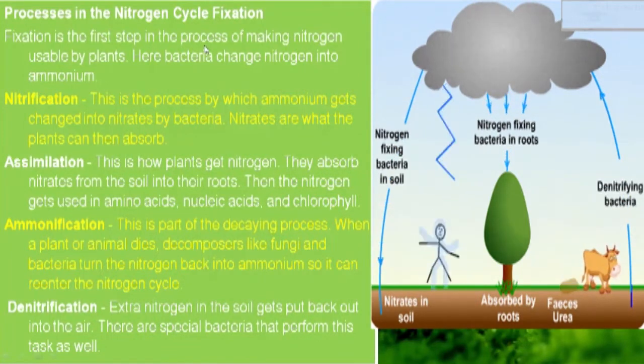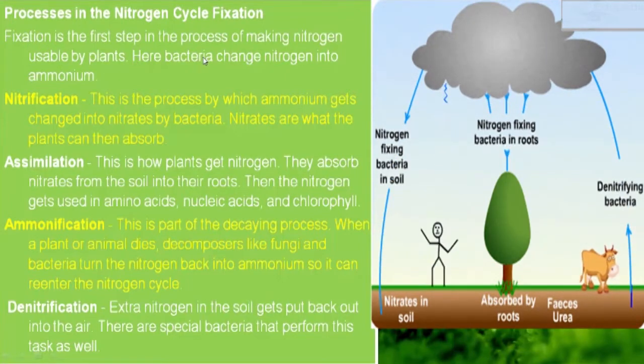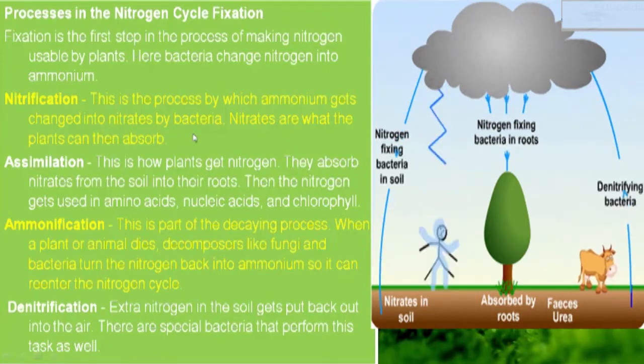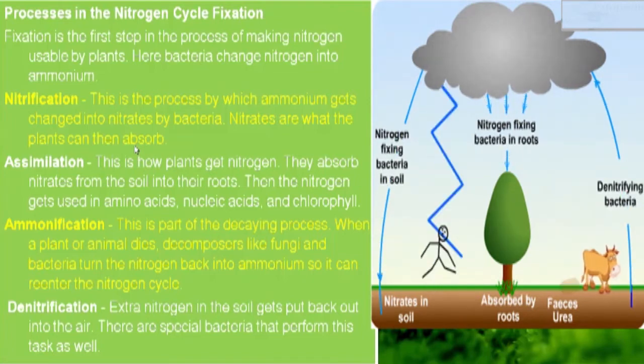So what are the processes in the nitrogen cycle? Fixation, students. Fixation is the first step in the process of making nitrogen usable by plants. Here bacteria present in the roots of the leguminous plants change nitrogen into ammonium form, students. Okay, so what is nitrification? This is the process by which ammonium gets changed into nitrates, that is NO3 minus, by bacteria. Nitrates are what the plants can then absorb. See, plants cannot absorb nitrogen as such. So when it gets converted into nitrate form, then plant can absorb it.